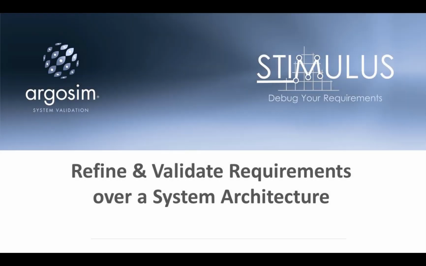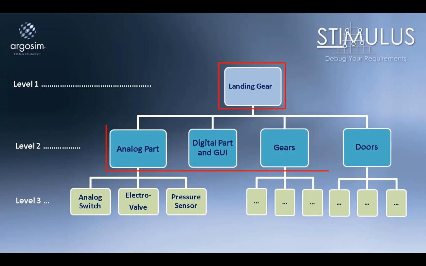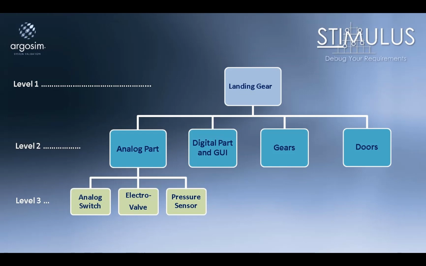Hello! How can you use Stimulus to refine and validate requirements allocated to an architecture? Moreover, how can you check that requirements of these different levels are consistent with each other? Take the example of an aircraft landing gear system with a 3-level architecture. For the sake of clarity, in this video we will only consider a part of the system.